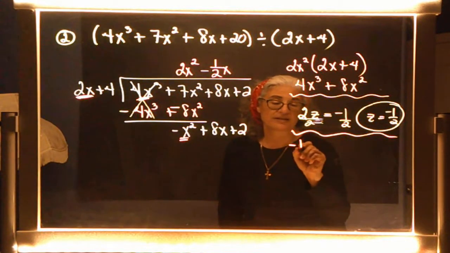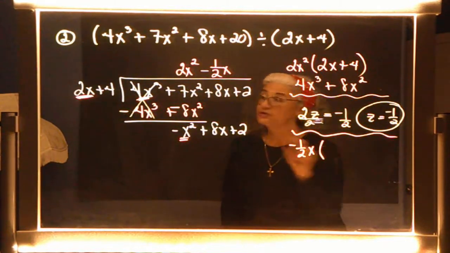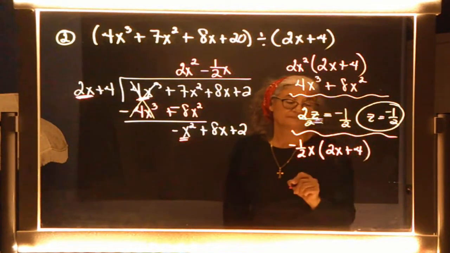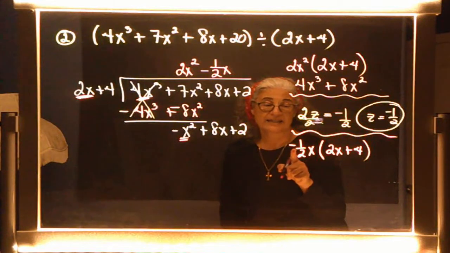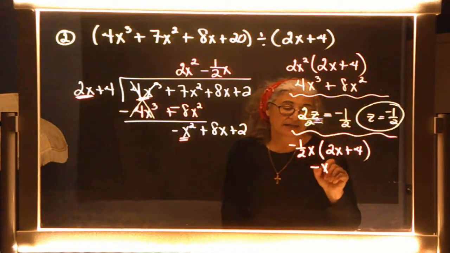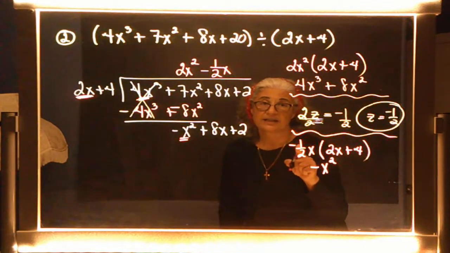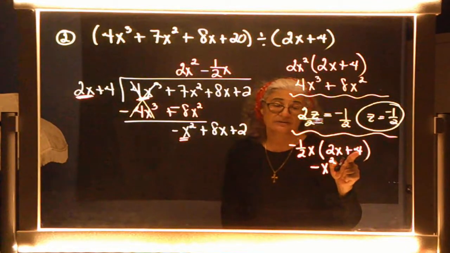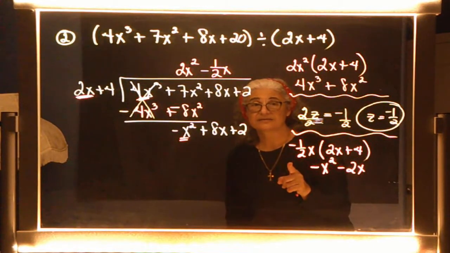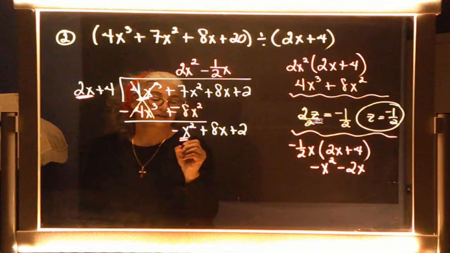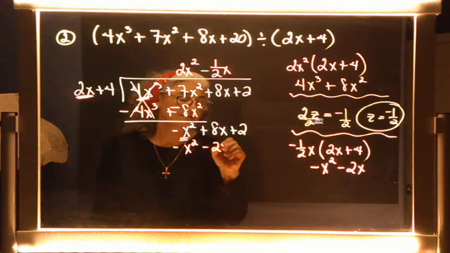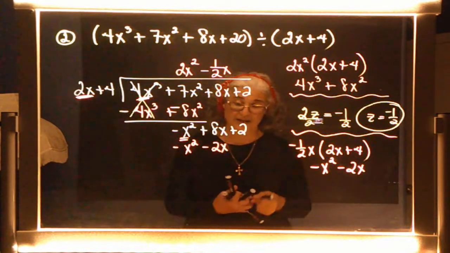Good. I'm supposed to take the number I just put on top and multiply it by the outside. So, negative half times 2. Yeah, that's a negative 1x squared. A negative half times 4, negative 2x. Got it? Okay, so negative x squared under negative x squared, negative 2x under the positive 8x.